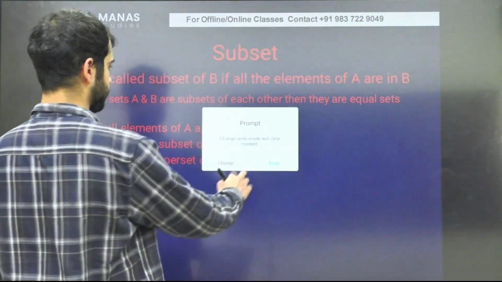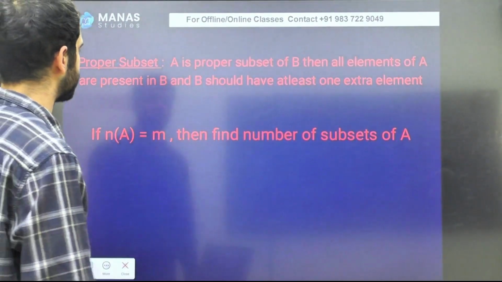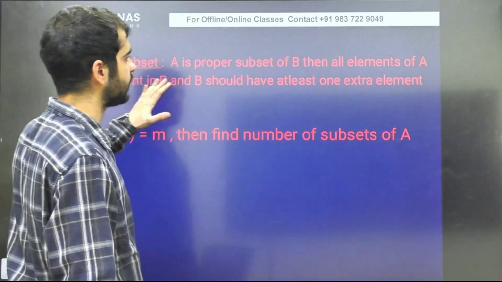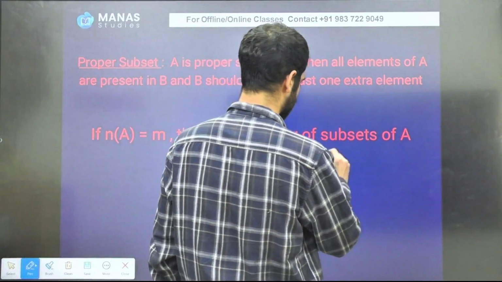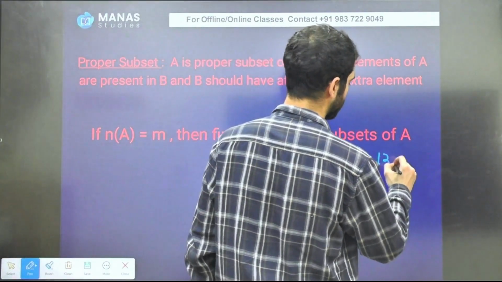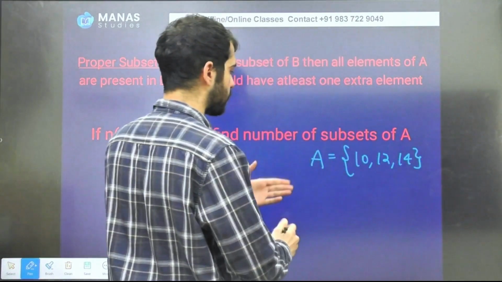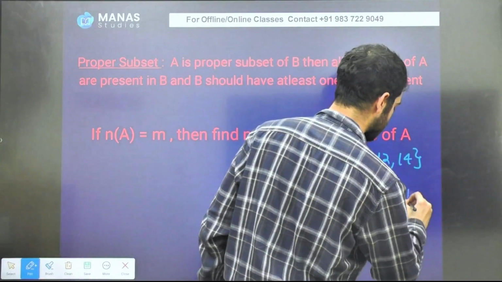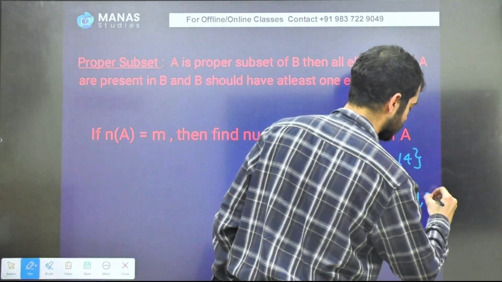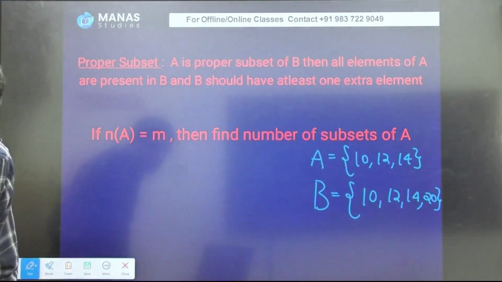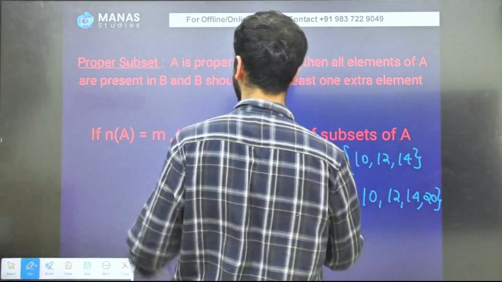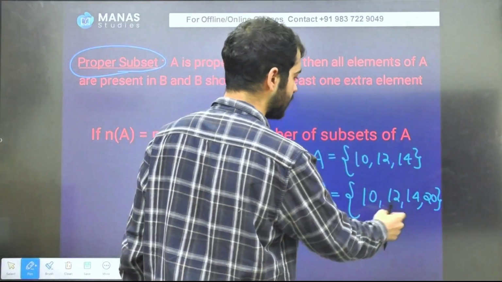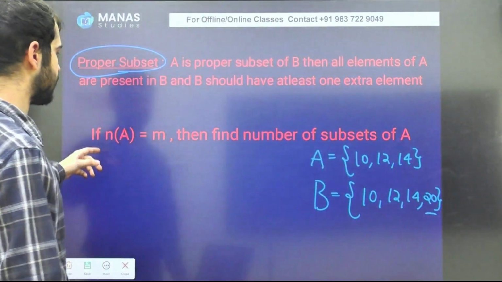And the next slide will be, okay, so now we are going to talk about a proper subset. A is a proper subset of B if all the elements of A are present in B and B has at least one extra element. Let's say A comprises 10, 12, 14. For A to be a proper subset of B, we can say that only if B contains all these elements and at least one extra element. If it contains at least one extra element, then we can say that A is a proper subset of B, because all the elements of A are present in B along with an extra element. Let's solve a question.